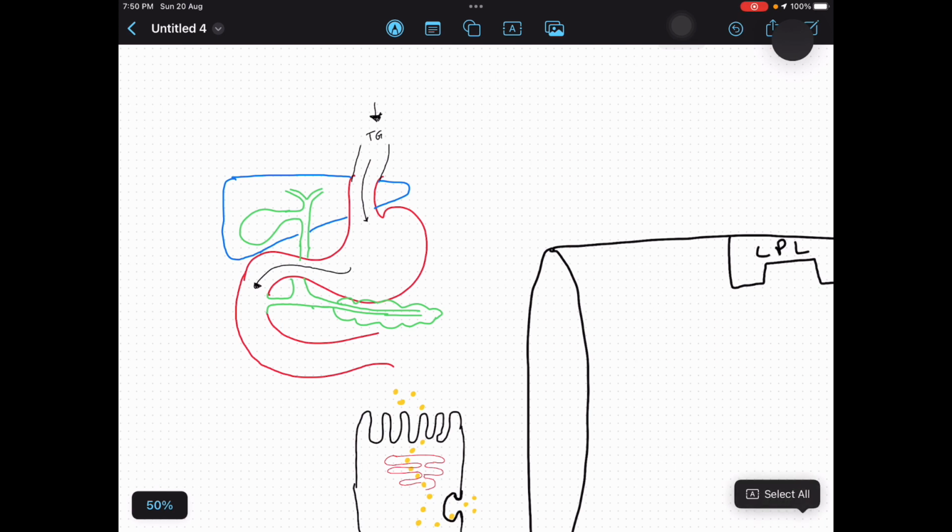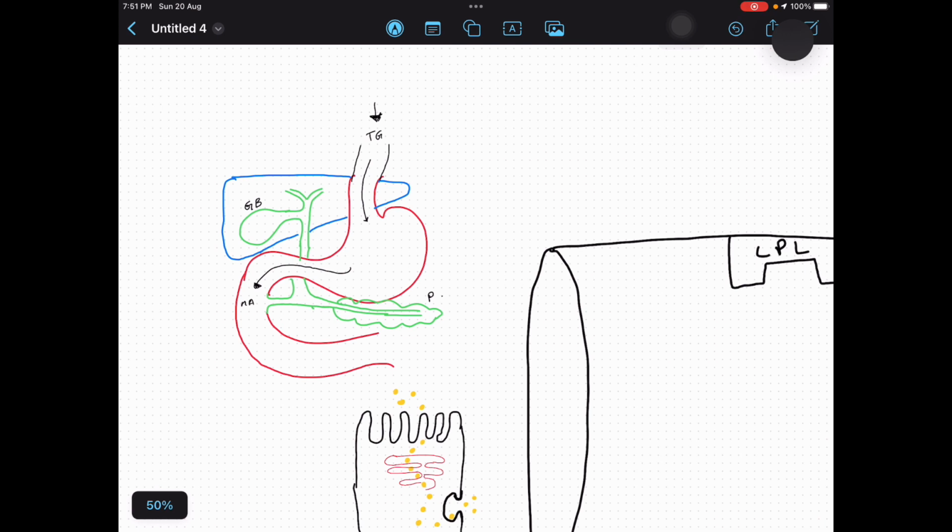In the small intestine, there are secretions of pancreatic lipases and also bile from the liver. This is the gallbladder. The gallbladder will have a concentrated amount of bile, and this is the pancreas. Through the common duct, it gets released into the second part of the duodenum. Here is where the fat absorption starts.